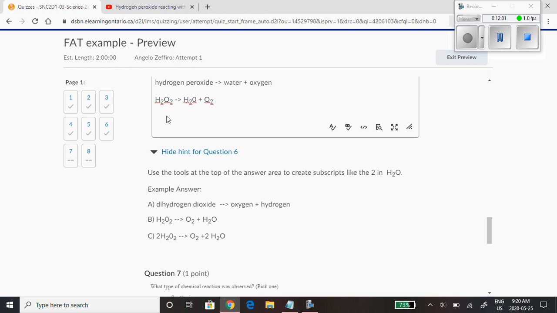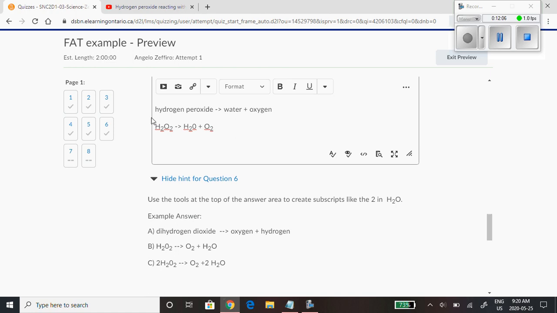So what else do they want us to do? Well, they want us to balance this. So in order to balance this, what I would do is I would copy this out. So I copy it, right? Then hit enter. Make sure I'm not in subscripts. That's better. And paste it. So here's my formula now. And I'm going to balance it, right? So I've got 2 hydrogen here, 2 hydrogen here. That's good. I've got 2 oxygen here, but 1 oxygen here, and 2 more makes 3.